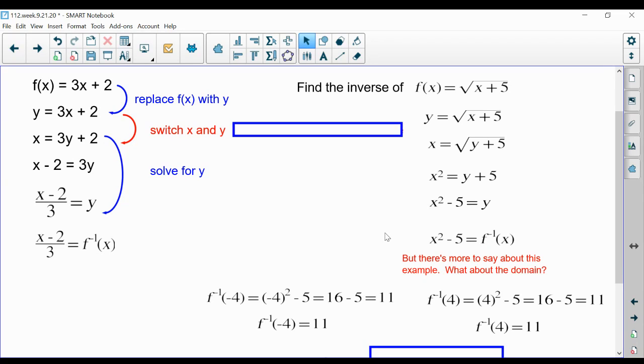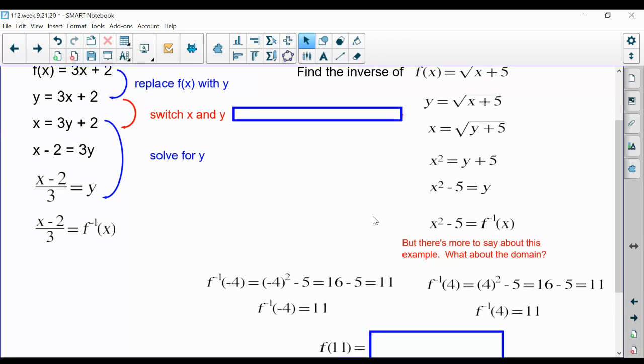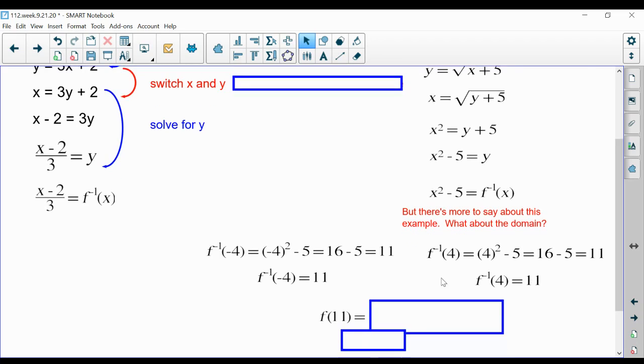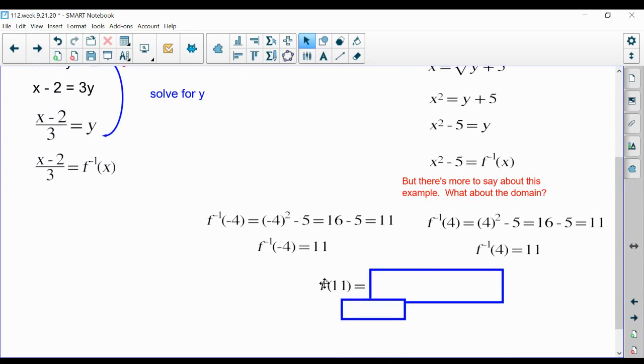It's this symbiotic relationship. So as it stands right now, f inverse of -4 is of course -4 squared minus 5, which is 16 minus 5, which is 11. So f inverse of -4 is 11. No debate. But then also realize that f inverse of 4 also gives you 11. No debate there.